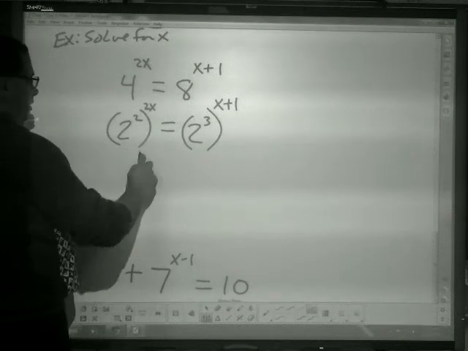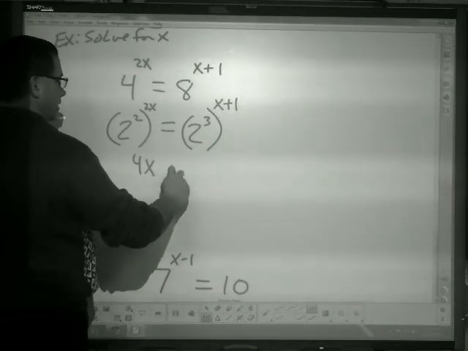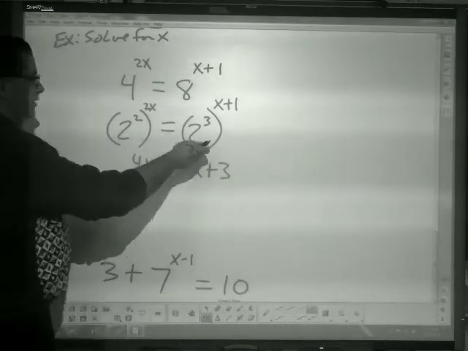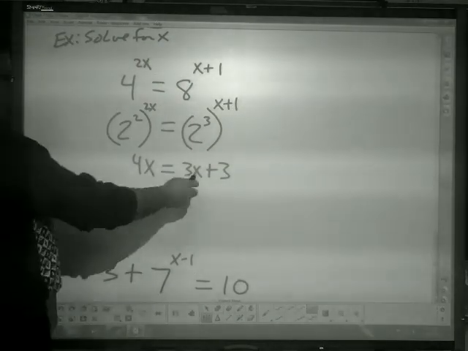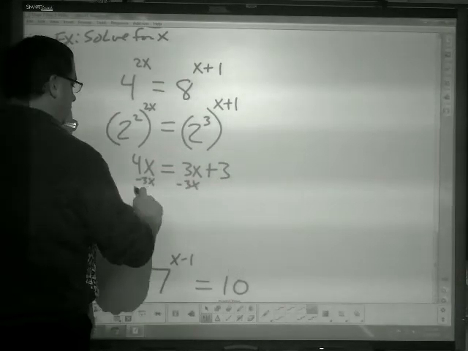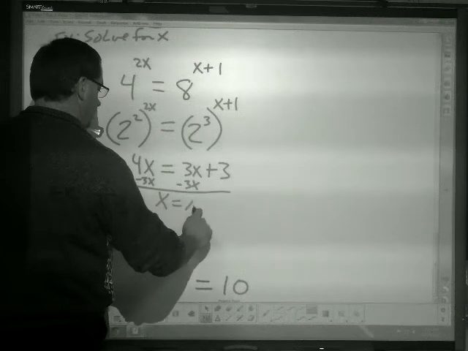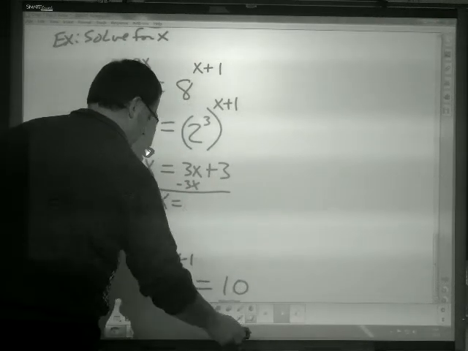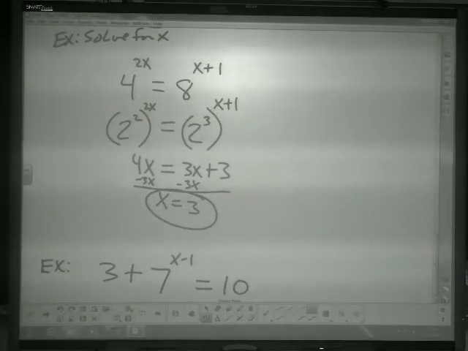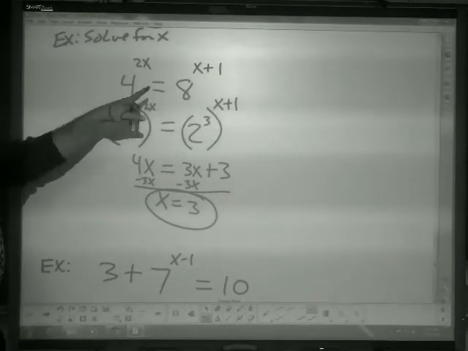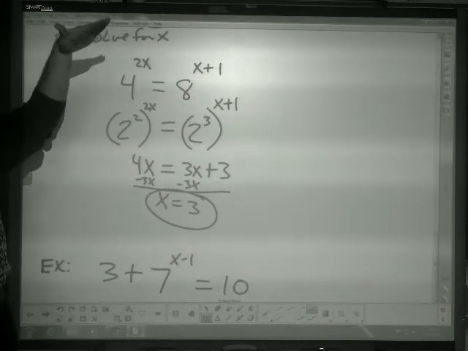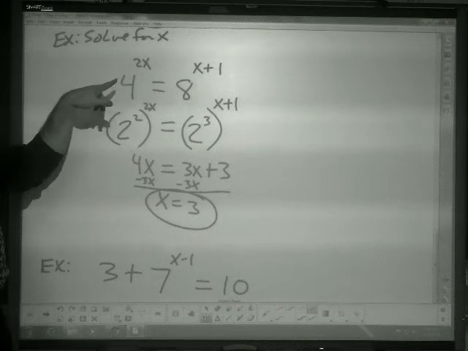We have 2 times 2, that's 4x, equals 3x plus 3. I don't even need to write the bases because they're the same. So bring the 3x over, and I get x equals 3. Done. So again, if the bigger number can't be written as a power of the smaller number, you have to think of a number smaller than both of those that you can raise to a power.